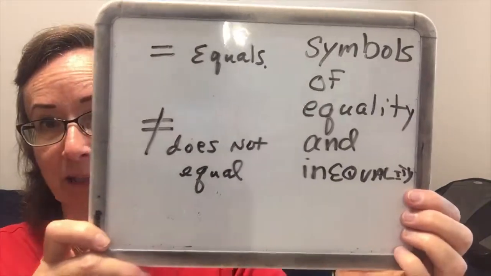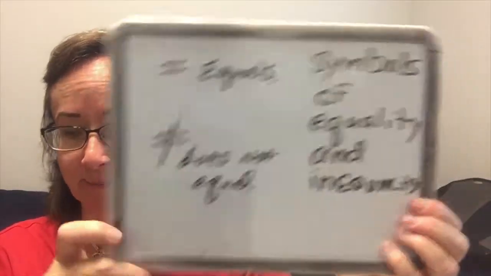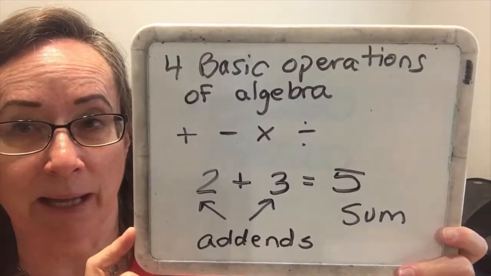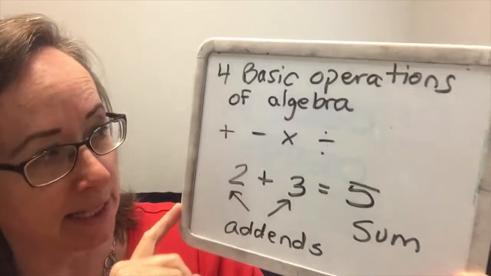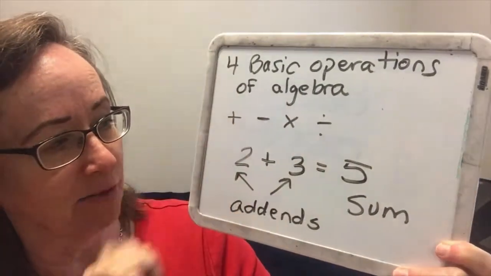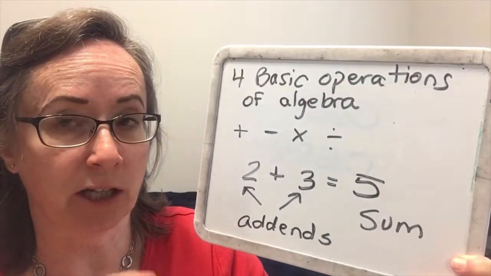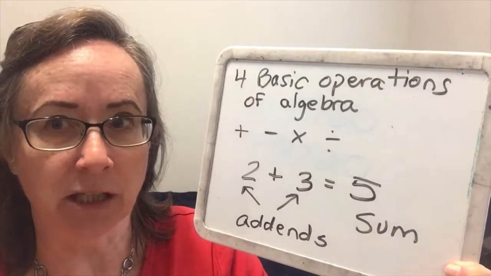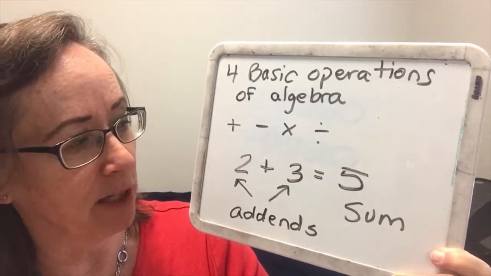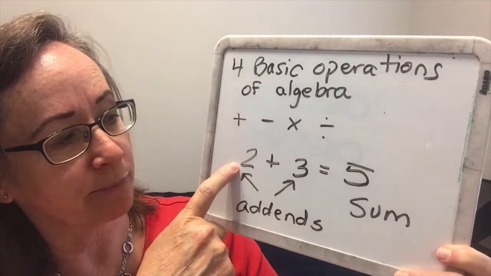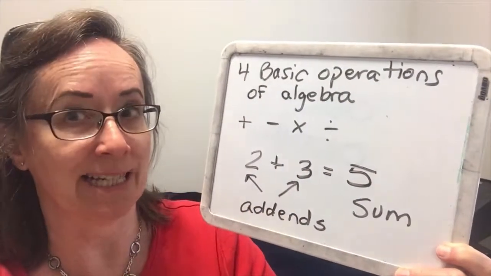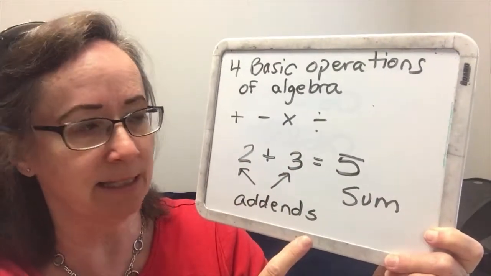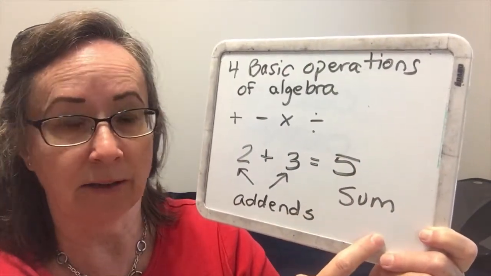Anytime you see that slash, it means not, right? So not equal. We have 4 basic operations in algebra, just like we have 4 basic operations in arithmetic: add, subtract, multiply, and divide. Now we're going to work a little bit on remembering the terminology for the terms of multiplication, addition, subtraction, and division. So we've got 2 plus 3 is 5. This is an addition problem. The two numbers that you are adding together are called addends, and the result is called the sum.